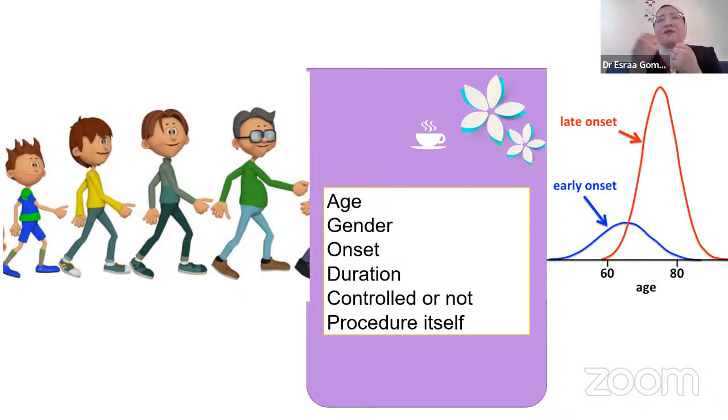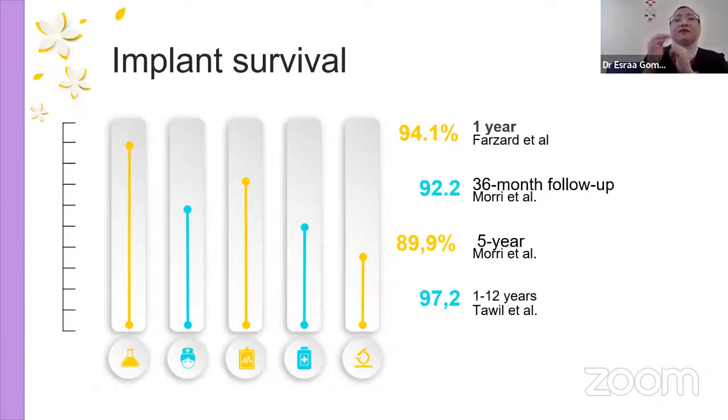Onset. Early onset will have higher complications. Early onset suggests mainly type 1 diabetes. The duration itself: if you have 10 years of diabetes or 20 years of diabetes, of course 20 years of diabetes will have more complications if you are suggesting an implant. You have to know if your patient is controlled or not, and the procedure itself has to be as atraumatic and simple as possible, avoiding infection. There are some numbers of implant survivors from different references.